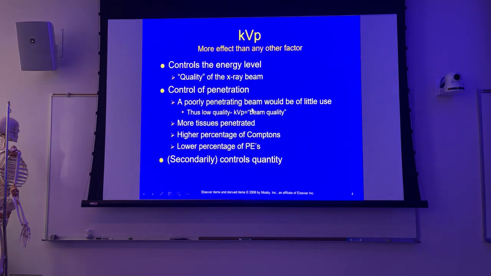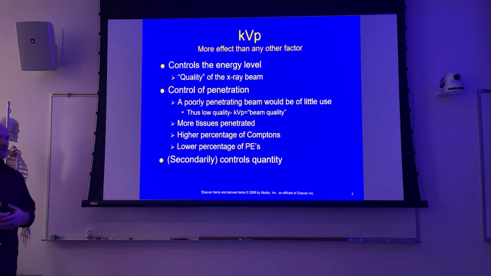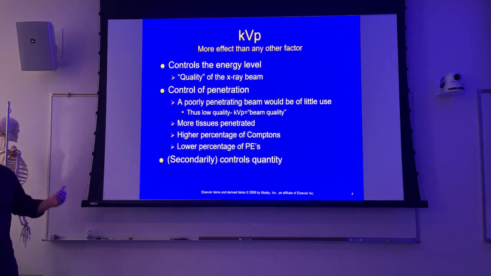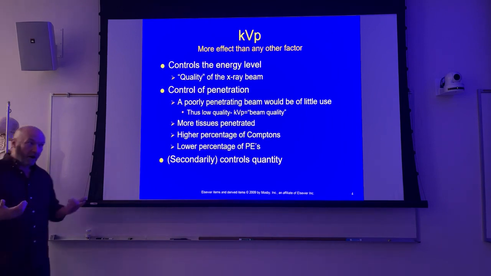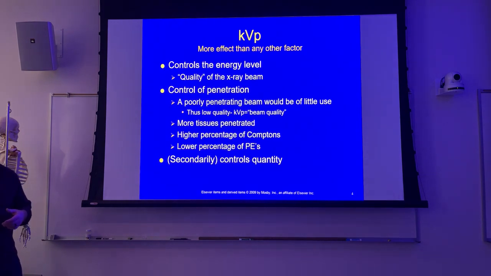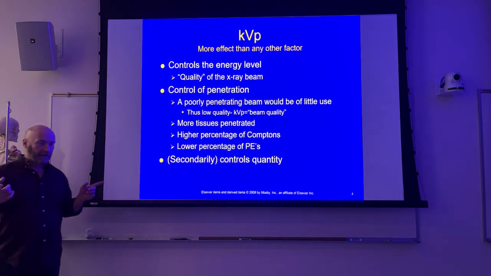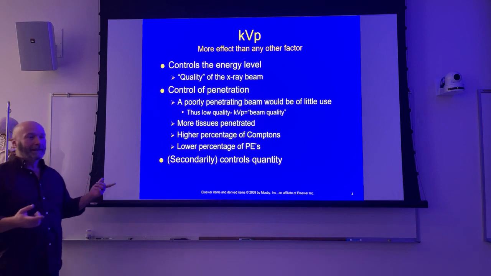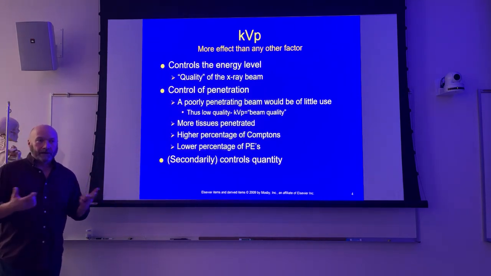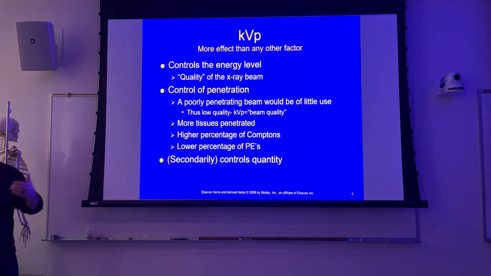So kVp, remember, kVp controls quantity and quality more than anything else. It's the thing that controls the peak energy. It's the thing that controls penetration. It controls everything. Also, it controls quantity exponentially. You remember, it goes in the same direction. You increase kVp, you increase quantity or intensity, but it's exponential, right? So it's a direct exponential relationship.